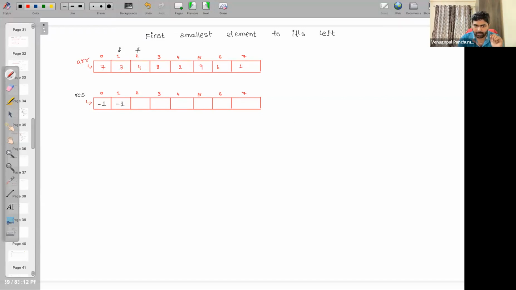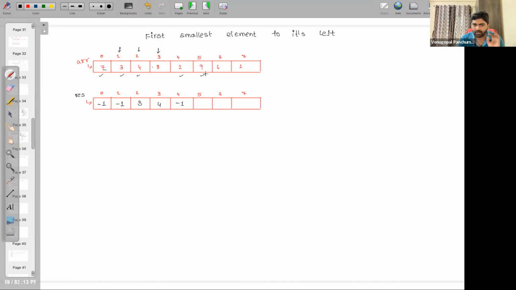Now the next element will be 4. See its left side. We have 2 elements. Out of that, this is smaller. Therefore, take this as the answer. What about 8? See, this is also small, this is also small, this is also small to its left side. But who is the first one that is coming? 4. Therefore, 4 as the answer. What about this element 2? I think no element is there on its left side. Therefore, -1.